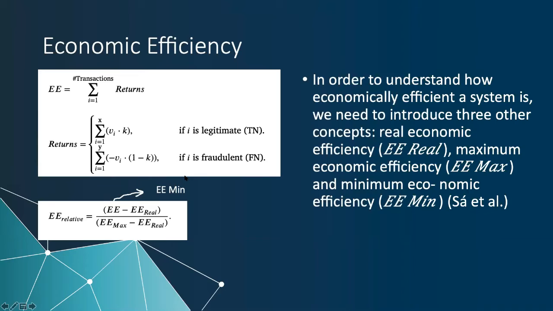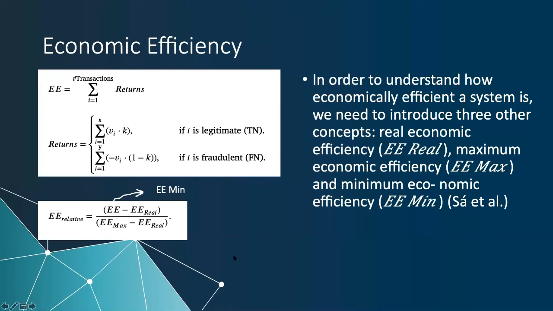But if it is a fraudulent one, it is a false negative. It is 1 minus K, 97% times the amount, and it is a minus sign. That gives us a negative score, a negative efficiency score. The penalization is very high here, and that evaluation metric could be quite handy. And this is not enough.